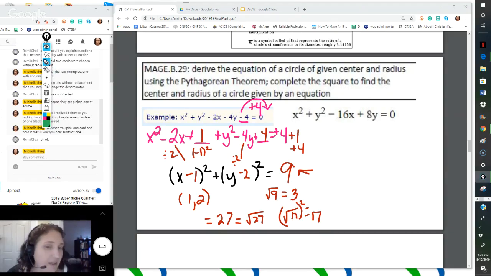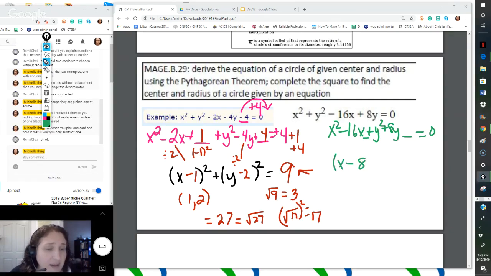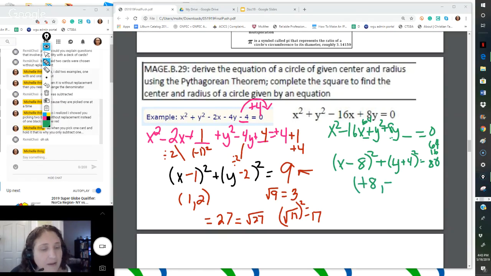Looking at another one here, x squared minus 16x plus y squared plus 8y. There's nothing to move over. Oops, I forgot to leave my spaces, so I'm just going to leave it. Here I've got x minus 8 squared. 8 times 8 is 64, so I'll put a 64 here and a 64 here. Half of 8 is 4, so this is y plus 4. 4 squared is 16. Add these up: 80. So then again, +8, -4 is my center, and the square root of 80 is my radius.